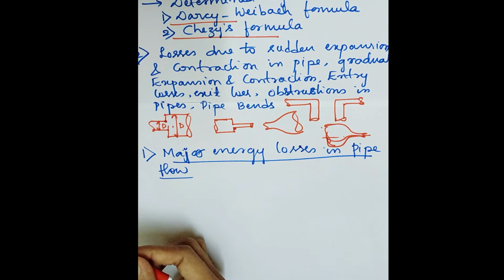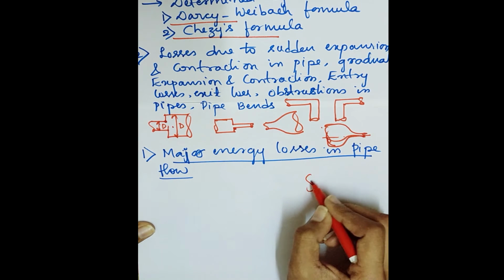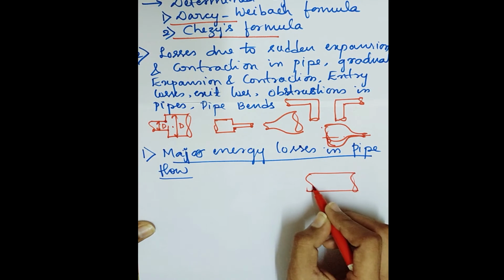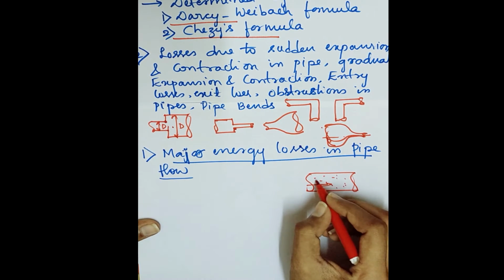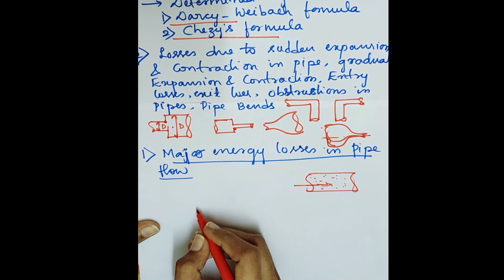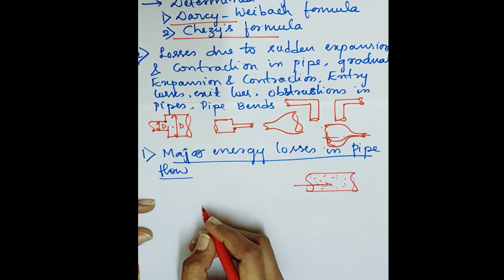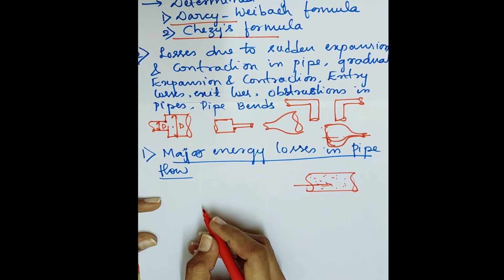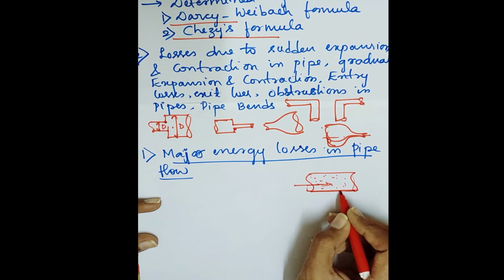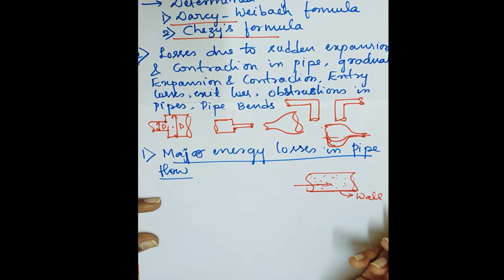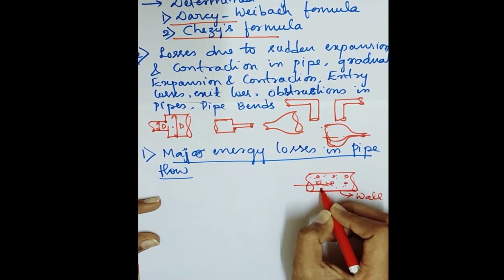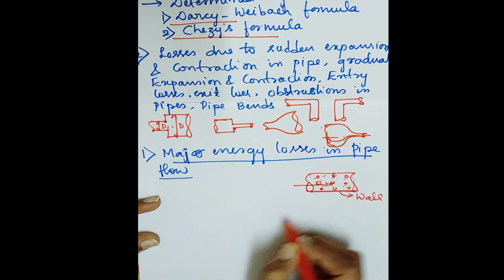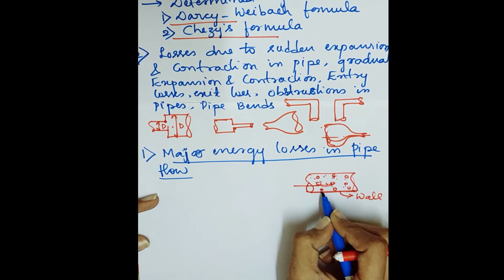See what happens once the fluid starts flowing inside the pipe. What happens to the flow? Once the fluid starts flowing inside the pipe, the velocity of the fluid layer adjacent to the walls of the pipe will be 0. For example, this is the wall of the pipe. As we know, we have fluid particles. See, these are the fluid particles.